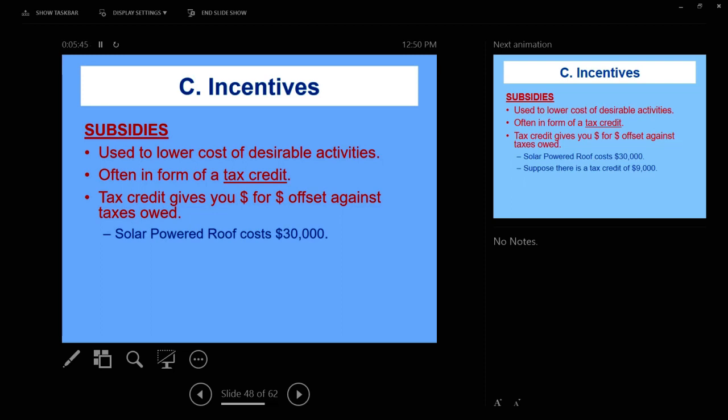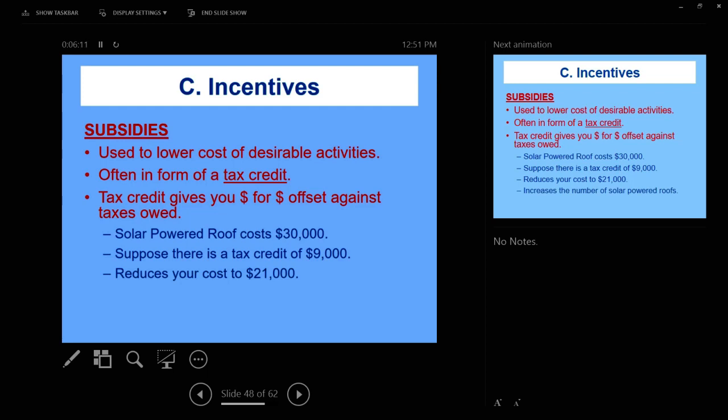Here's an example. Let's say a solar-powered roof costs $30,000, but there's a tax credit of $9,000. So you pay for this solar-powered roof, $30,000. Then when you're doing your tax return, you get to deduct the tax credit of $9,000 from what you owe. And so the timing of it might be different, right? I might have bought the roof earlier and now I'm doing my tax return, but in net, this is reducing my cost to $21,000. So this tax credit acts as a subsidy.